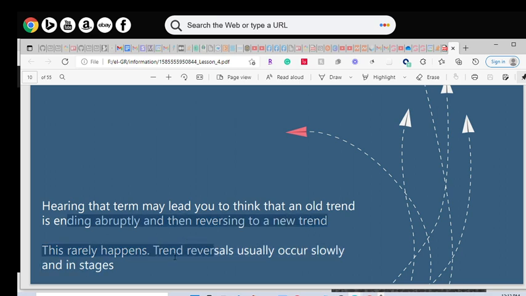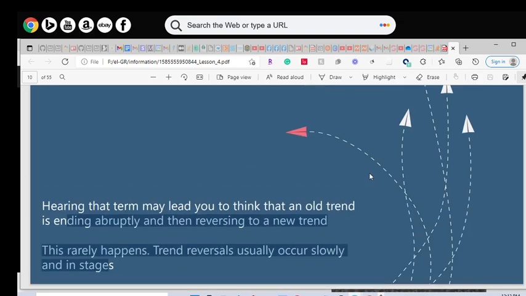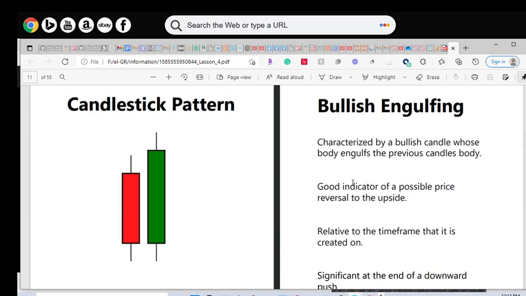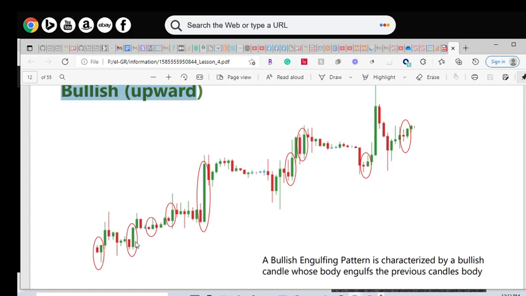Trend reversal occurs slowly and in stages. So these are how trends are changed. We talked about this one, the bullish engulfing pattern going on over here.